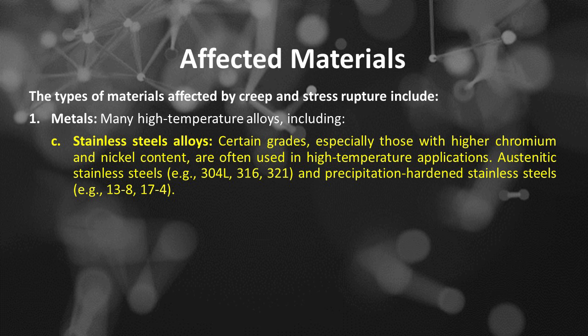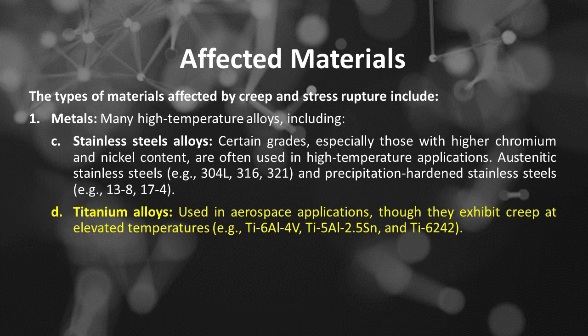Certain grades, especially those with higher chromium and nickel content, are often used in high-temperature applications. Austenitic stainless steels, such as 304L, 316, 321, and precipitation-hardened stainless steels, such as 13-8 and 17-4. The fourth of metals with high-temperature alloys is titanium alloys, used in aerospace applications, though they exhibit creep at elevated temperatures, such as Ti-6Al-4V, Ti-5Al-2.5Sn, and Ti-6242.